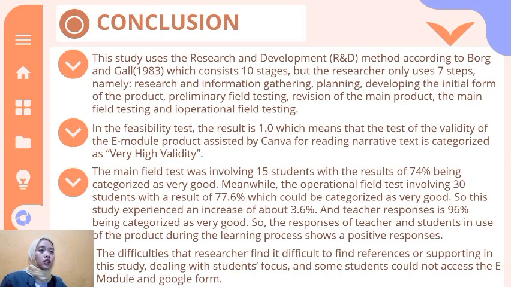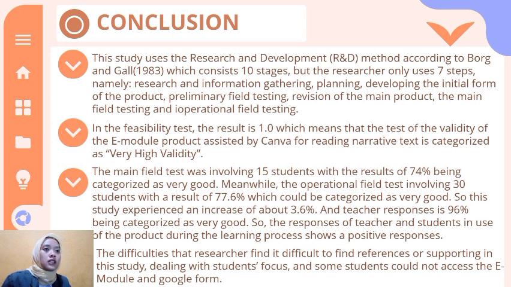Okay, last is the conclusion. This study uses the research and development method according to Borg and Gall 1983, which consists of 10 stages, but the researcher only used 7 steps because of limited time, namely research and information gathering, planning, developing the initial form of the product, preliminary field testing, revision of the main product, the main field testing, and operational field testing.